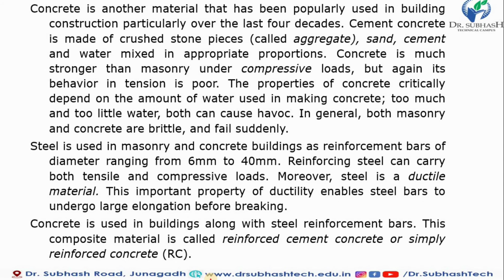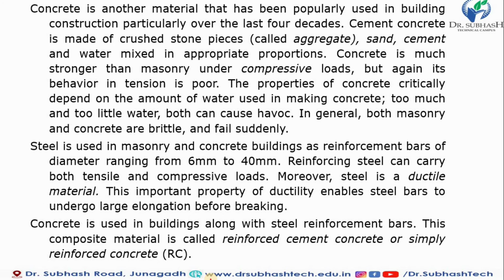Concrete is another material that has been widely used in building construction over the last 4 decades. Cement concrete is made of crushed stone pieces called aggregate, along with sand, cement and water mixed in appropriate proportion. Concrete is much stronger than masonry under compressive load, but again its behavior in tension is poor. The property of concrete critically depends on the amount of water used in making it. Too much and too little water are both havoc in the case of concrete. In general, both masonry and concrete are brittle and fail suddenly.